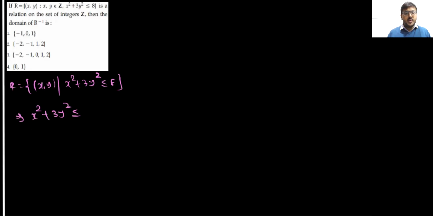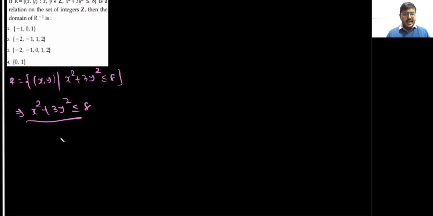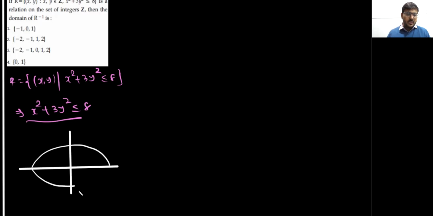And next one, the relation is given to you, (x, y) where x square plus 3y square is less than or equal to 8. So surely we have an ellipse here, x square plus 3y square less than or equal to 8. That means if I'm going to plot an ellipse, let's say, so this must be the graph of an ellipse we have, right?